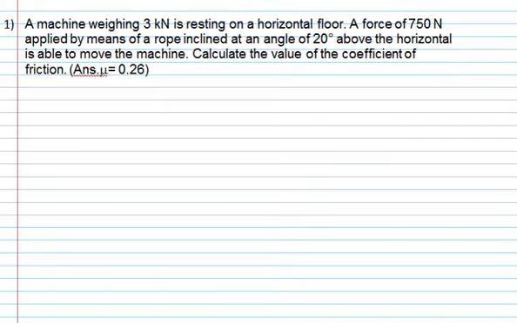A machine weighing 3 kilonewton is resting on a horizontal surface. A force of 750 Newton is applied by means of a rope at an angle of 20 degree above the horizontal, and it is able to move the machine. Calculate the value of coefficient of friction. This time the force is given, and we need to find out the value of mu. It is able to move, so it is on the verge of motion. So this one is the center of gravity.